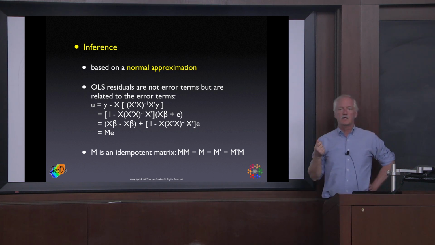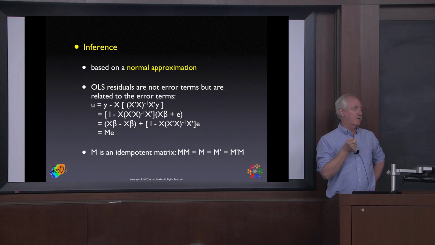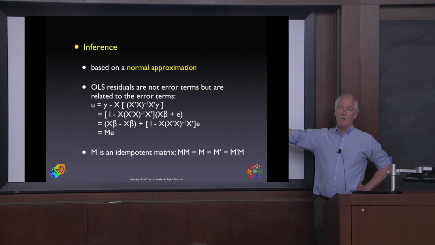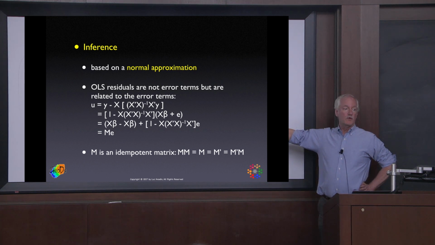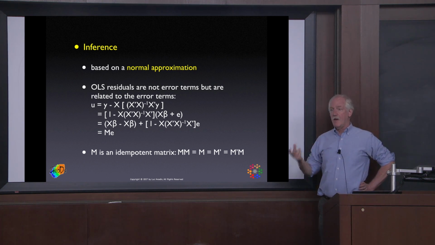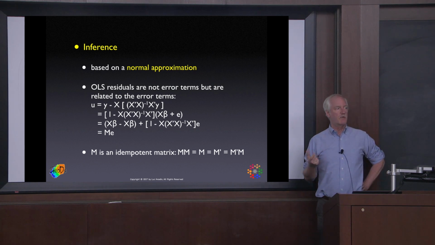It's also a matrix that, unfortunately, you cannot invert. Because think of what would happen if you could invert it. Remember, I always said you cannot observe the error terms. Right? If you could invert M, you could get the error terms from the residuals. The error terms would be M inverse times the residuals. But you can't invert M. M doesn't have full rank. M has rank n minus k. And n minus k is the degrees of freedom of your regression.